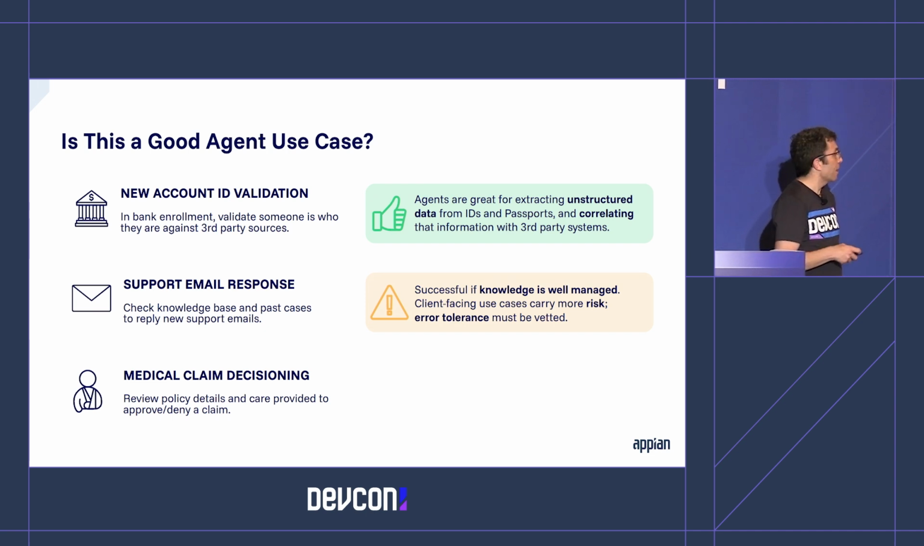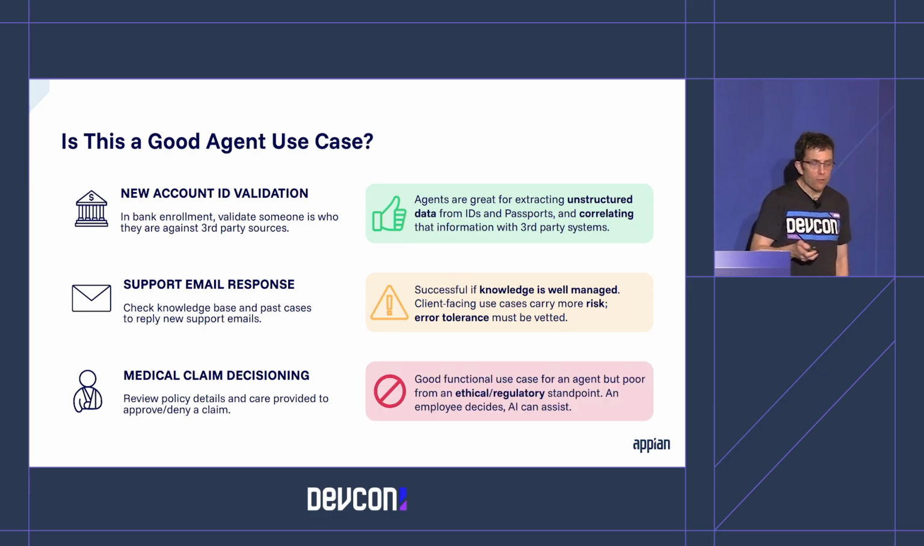And the last one I'll throw in here, medical claim decisioning or loan decisions. Would you use an agent for that? I wouldn't, just because there might be some regulatory reasoning behind not doing that. Again, the key here is make sure you have a human in the loop to make the final decision with that.